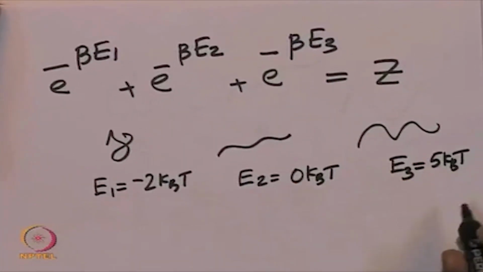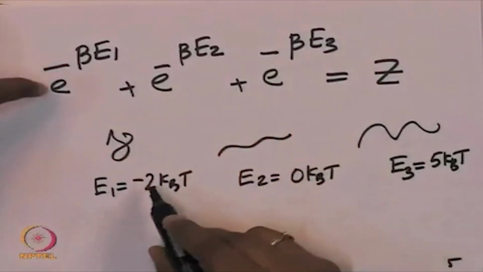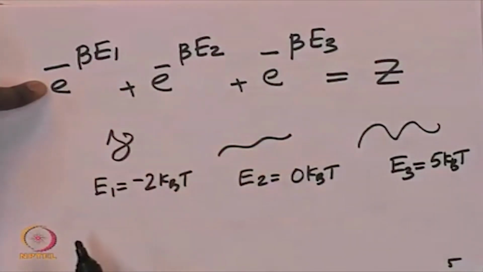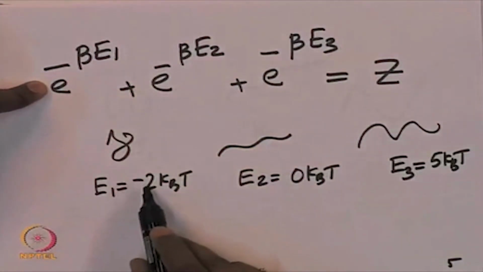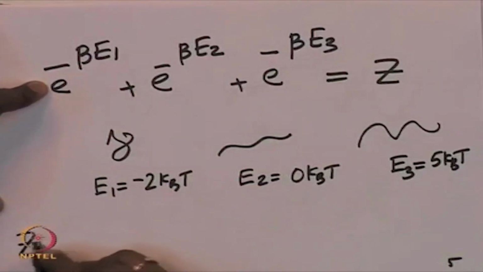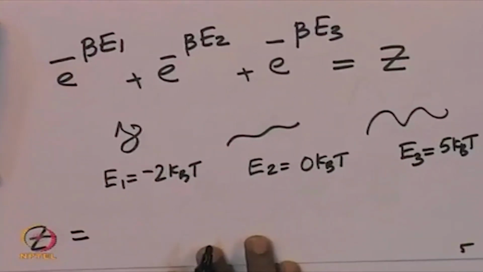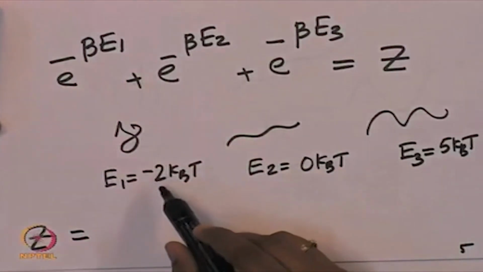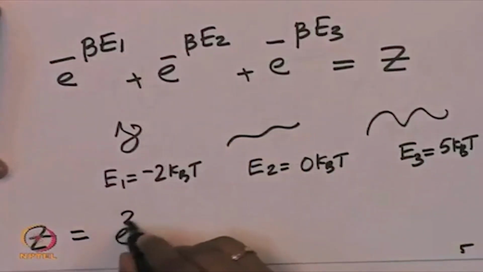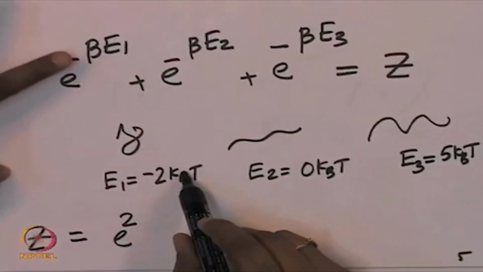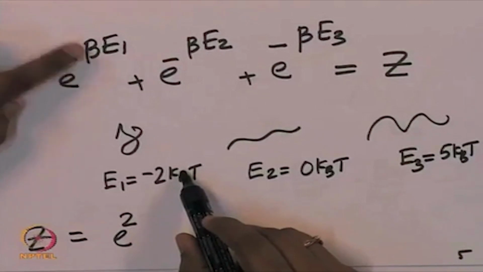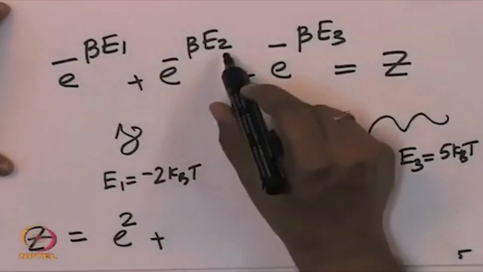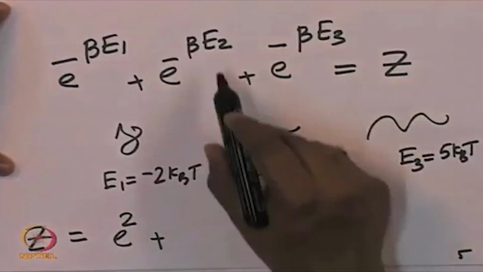So, these are the values. Now, let us substitute them. If you substitute E1 as minus 2 kBT, where beta is 1 over kBT, Z is equal to e power minus beta times minus 2 kBT. The two minuses become a plus, and kBT and beta cancel because beta is nothing but 1 over kBT, so we get e power 2, plus, if you substitute E2, this becomes e power 0, which is 1.